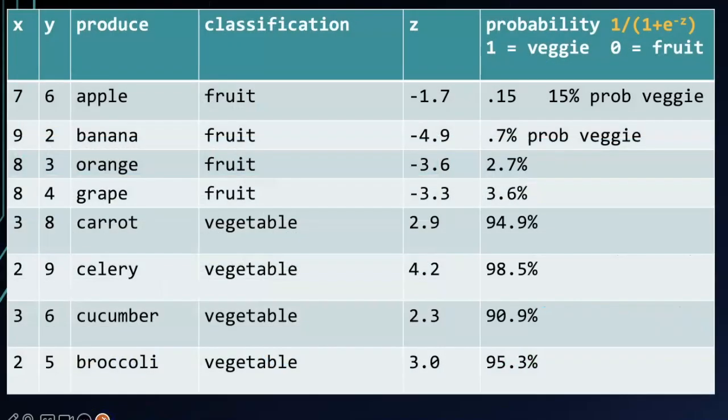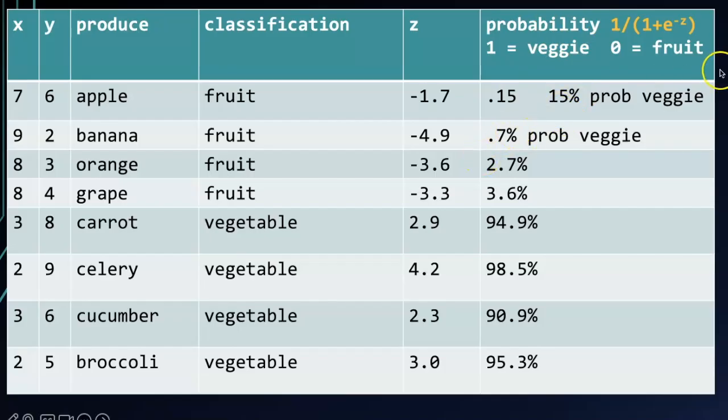And what that sigmoid function can do, if we take the z value that we've calculated by applying the weights and the bias, then we can do 1 divided by 1 plus e to the power of -z, the z that we calculated here, and we'll get a probability. So numbers between 0 and 1. So for instance, an apple has a 15% probability of being a vegetable. That's pretty low.